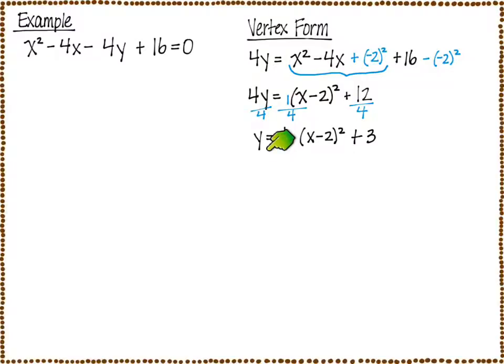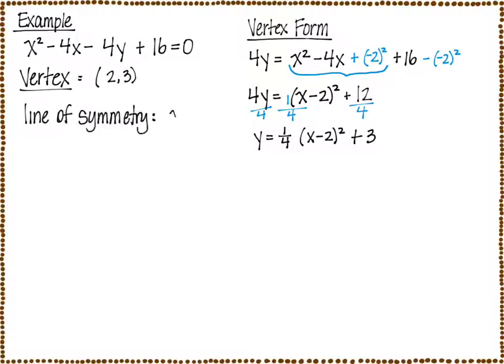This is a y equals parabola. My a is positive. It's 1/4, so it's going to be wide, and it's also going to open in the positive upward direction. The vertex, the h, k, is 2, 3. The line of symmetry is x equals 2.